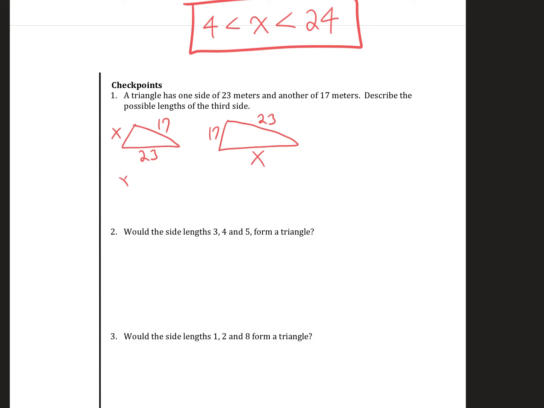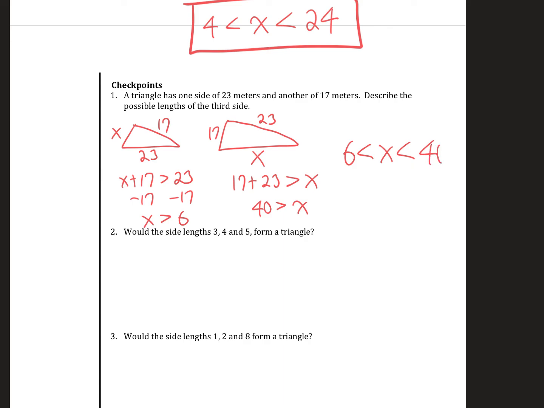For this one, we have x plus 17 is greater than 23. That's the smallest side. Then over here, 17 plus 23 is greater than x. If we solve this, we subtract 17, so x is greater than 6. And over here, 40 is greater than x. So for this to work with those two sides, x needs to be between 6 and 40. Any numbers in that range would actually make a triangle. Otherwise, the numbers outside would not.